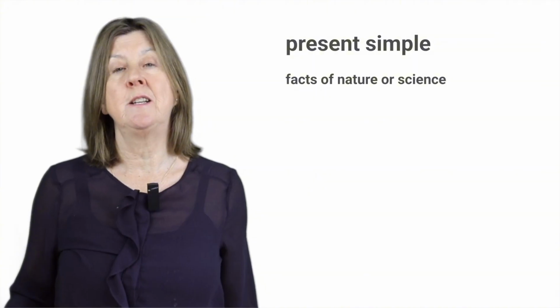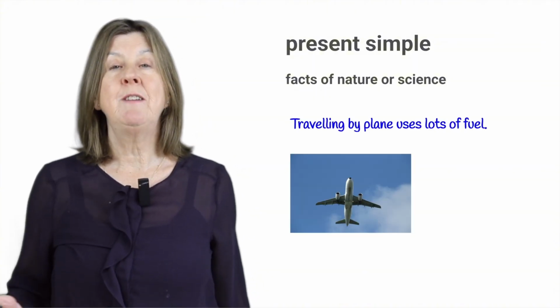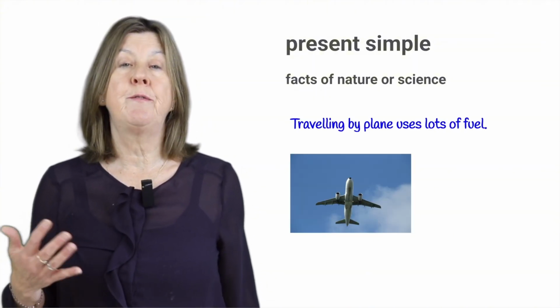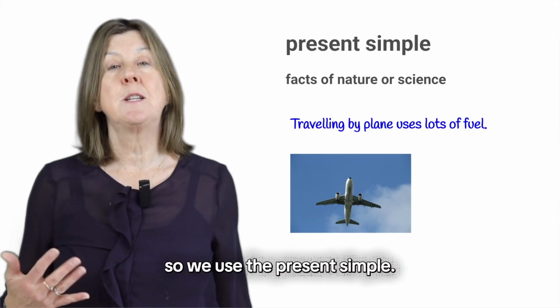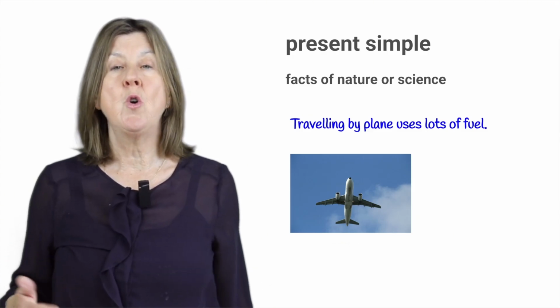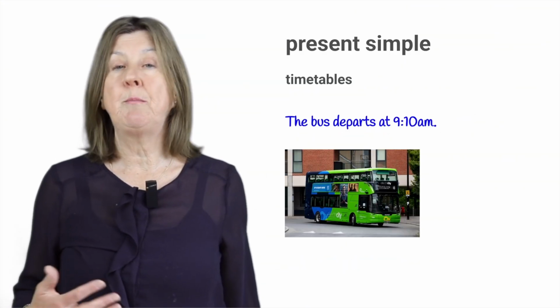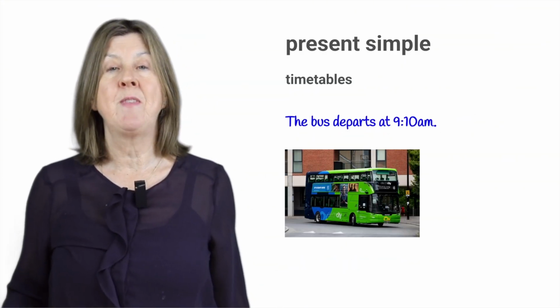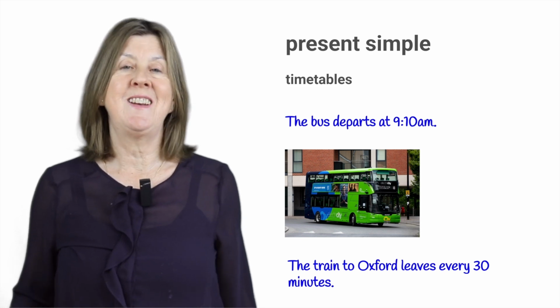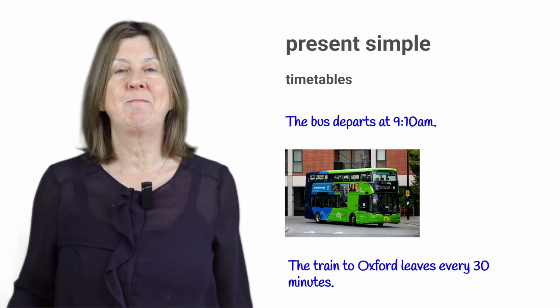It's also used for facts of nature or science. For example, travelling by plane uses lots of fuel. That's just a fact, so we use the present simple. Or, birds migrate in winter. It's also used for timetables, so the bus departs at 9:10 a.m. or the train to Oxford leaves every 30 minutes.